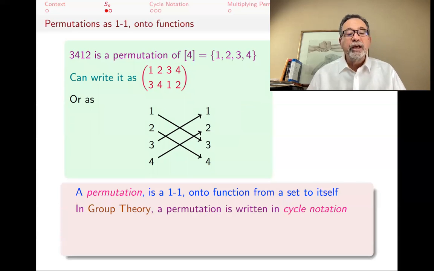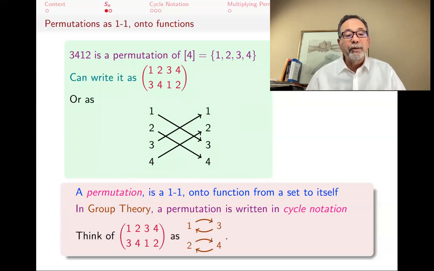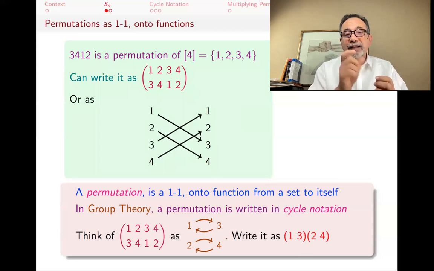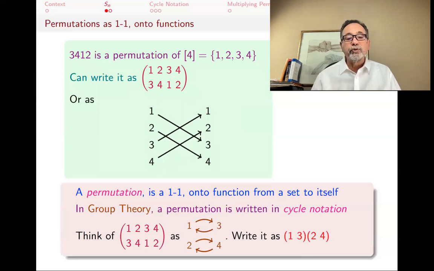In group theory, we use the cycle notation, which I will give you a quick example of now, but I will get into a little bit more detail later. This permutation 3, 4, 1, 2, instead of thinking of it as moving things around, you might want to think of the fact that what it's really doing is switching the place of 1 and 3 and switching the place of 2 and 4. So it has two cycles. And the way we write that is (1 3)(2 4). When we write (1 3), that means that you switch the place of 1 and 3. When we write (2 4), that means switch the place of 2 and 4.